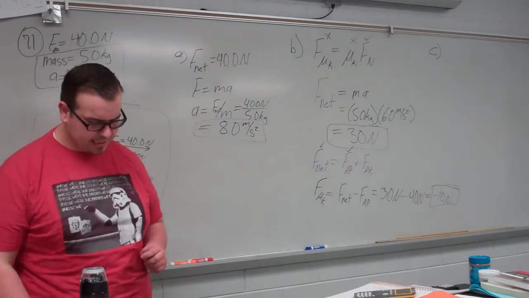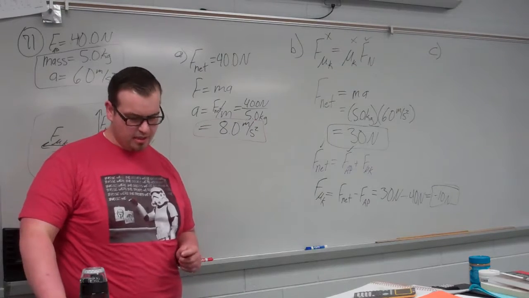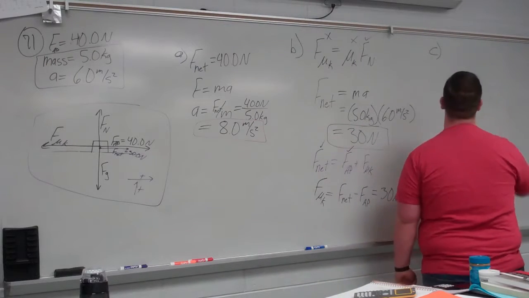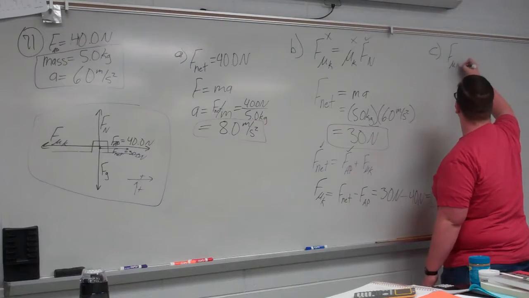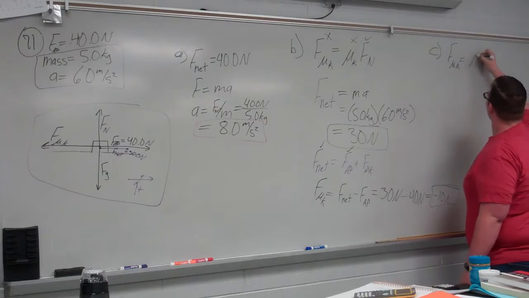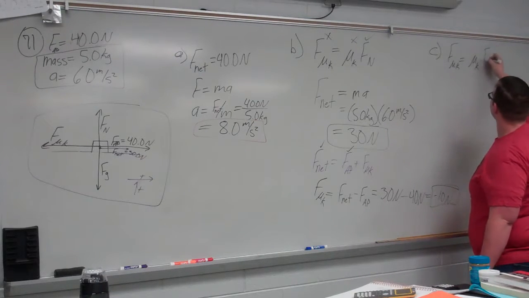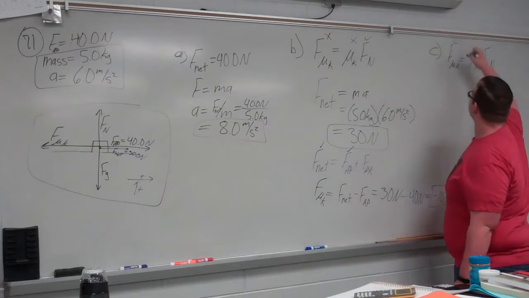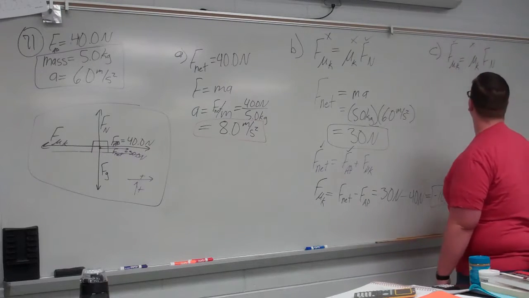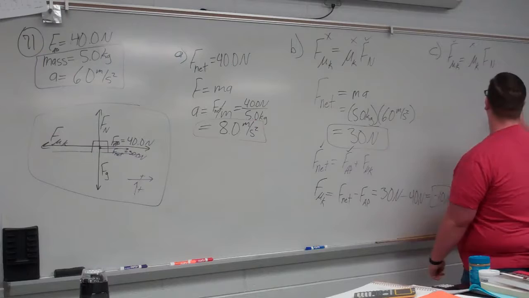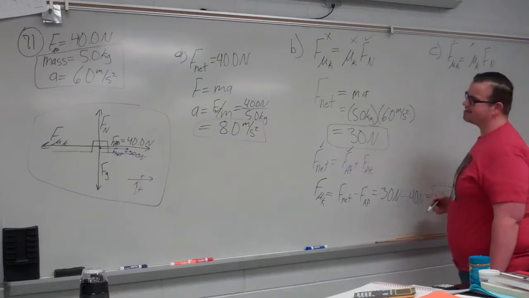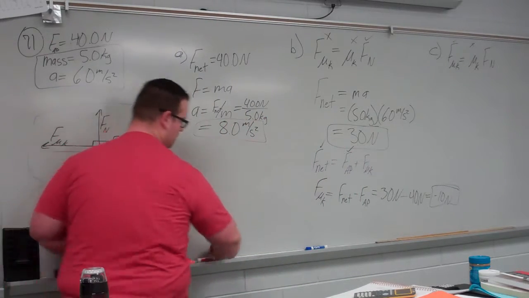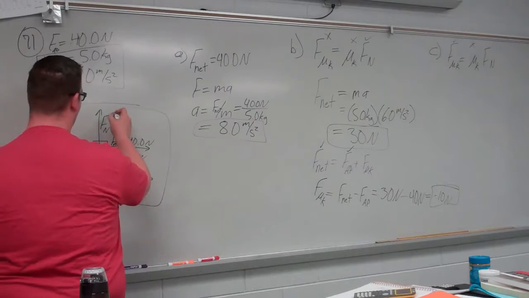Part C asks, what is the coefficient of kinetic friction? Alright, coefficient of kinetic friction, you know only one formula that uses that. You have force of kinetic friction is equal to the coefficient of kinetic friction times the normal force. So I know what my force of kinetic friction is. I do not know the kinetic coefficient, which I'm trying to find. Normal force, I do not know, but I can solve for it. So the first thing we've got to do is solve for my normal force.